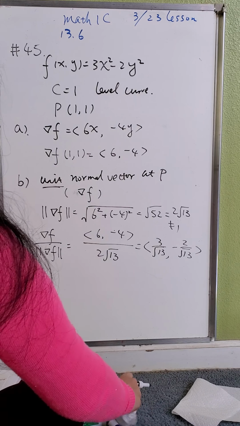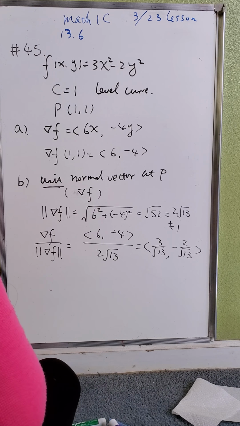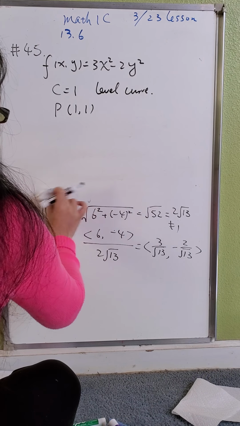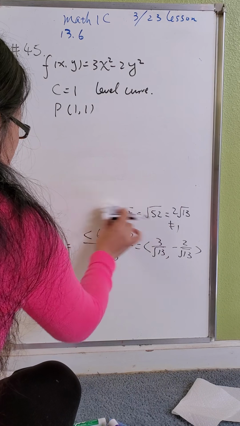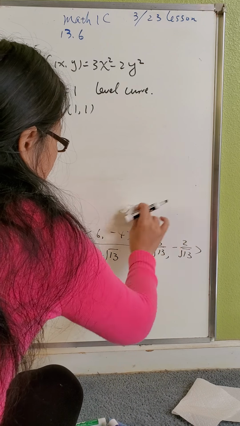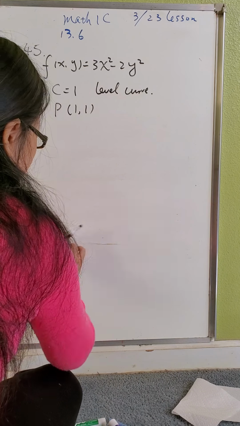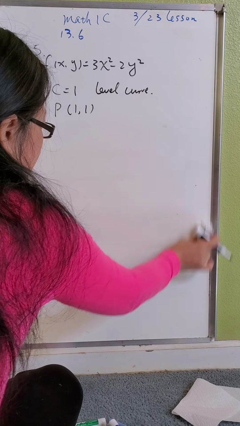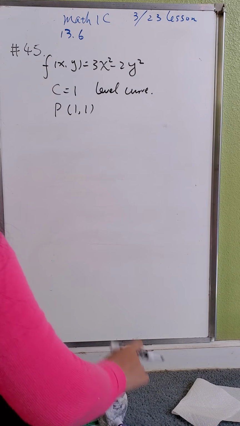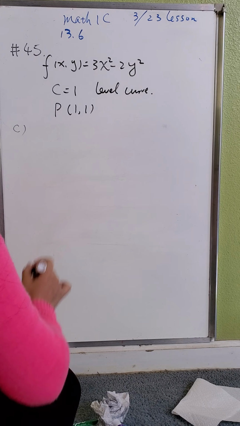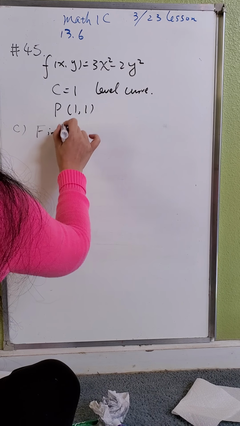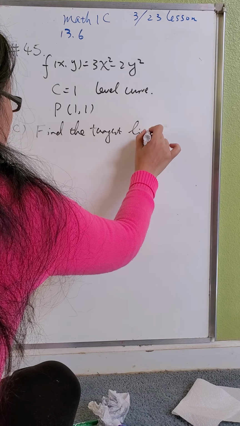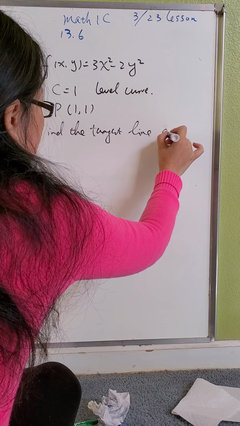Now for part C, I need to erase this part because I need more room for part C. Okay. So make sure if you don't understand it, watch the video a couple more times. And if you still don't get it, make sure you bring the question on Wednesday during my office hour. Part C, they said find the tangent line at P.